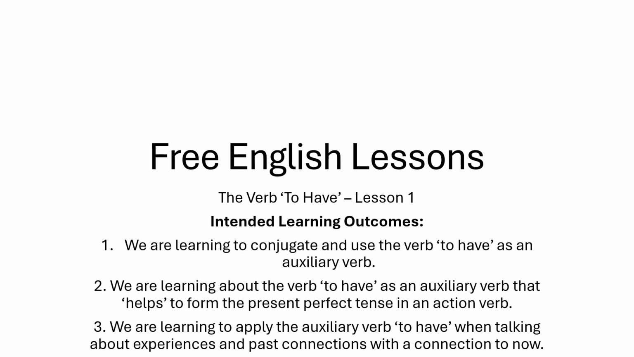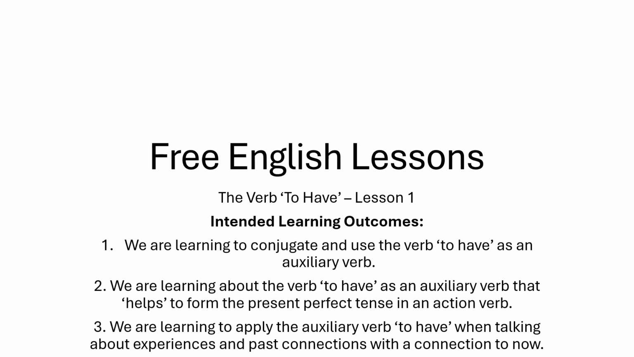This series will focus on the verb to have. There are 3 intended learning outcomes for this lesson. 1. We are learning to conjugate and use the verb to have as an auxiliary verb. 2. We are learning about the verb to have as an auxiliary verb that helps to form the present perfect tense in an action verb.